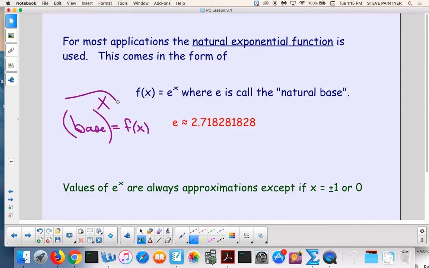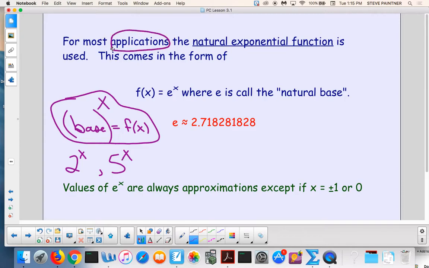Now let me go here. Okay, this is what you got yesterday. And usually the base was like 2 to the x or 5 to the x, something like that. But starting today, and actually yesterday, but I forgot this slide, for most of your application problems, and application means your story problems, the natural exponential function is used. This comes in the form of this.